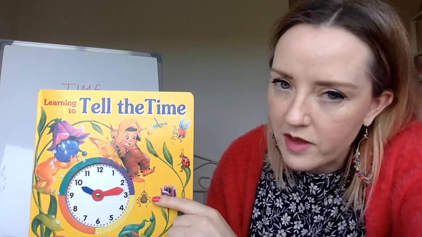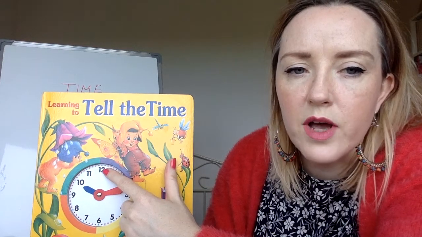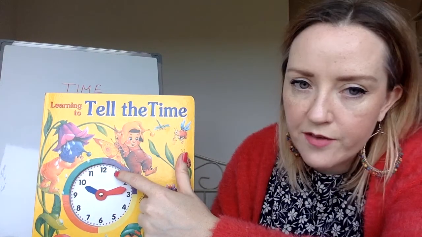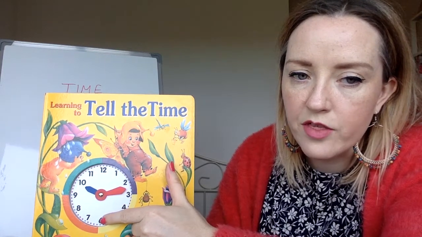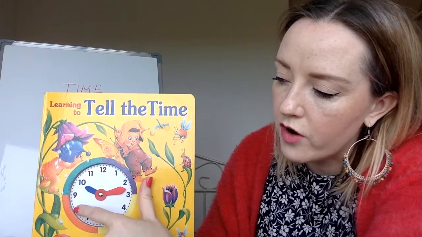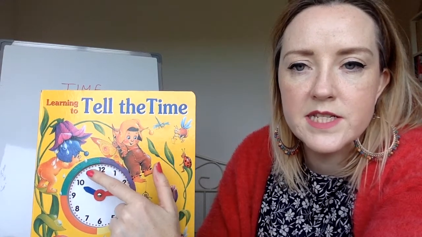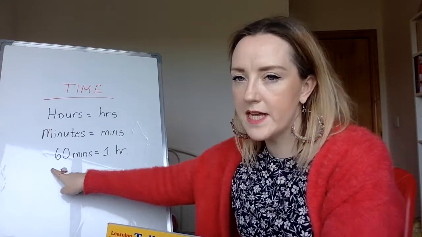Okay, now each of these intervals here, they're intervals of 5. Okay, so when we're doing our numbers and we're counting up in intervals, we count up in intervals of 5. Okay, on our clock, looking at these numbers. So we have 5, 10, 15, 20, 25, 30, 35, 40, 45, 50, 55, 60. Okay? So this will tell us there's 60 minutes in 1 hour.